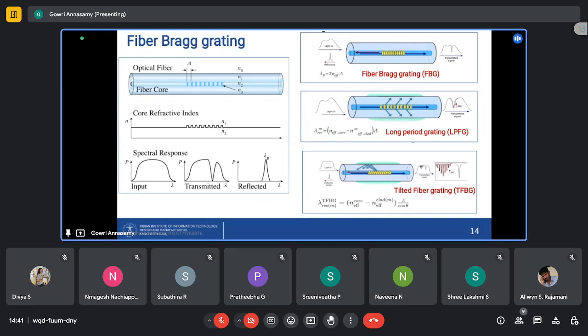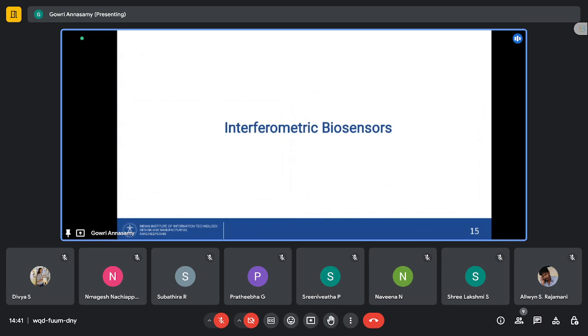So this is another category of fiber optic sensor where a Bragg grating is employed for detecting biomolecules present in the blood sample. And the next category is interferometers. Have you studied interferometry before in your 12th standard physics?